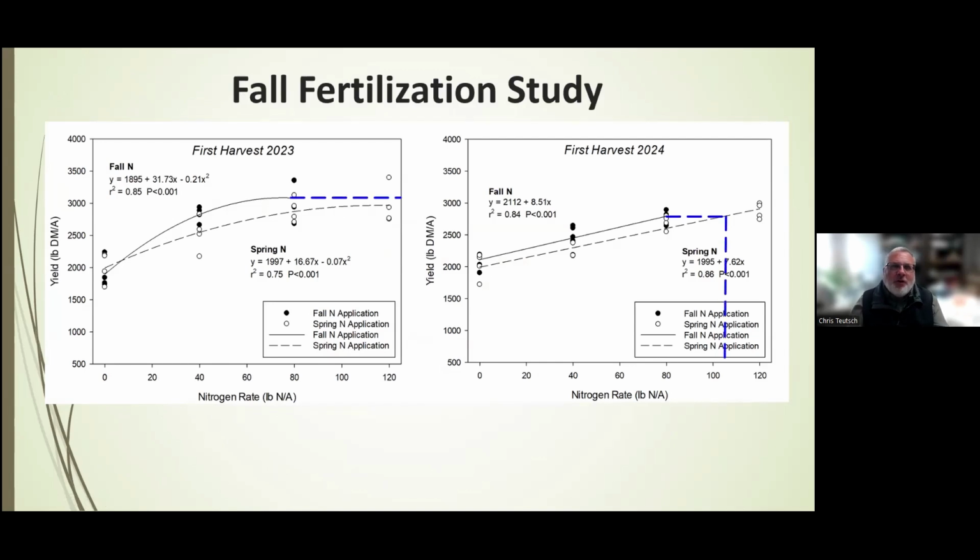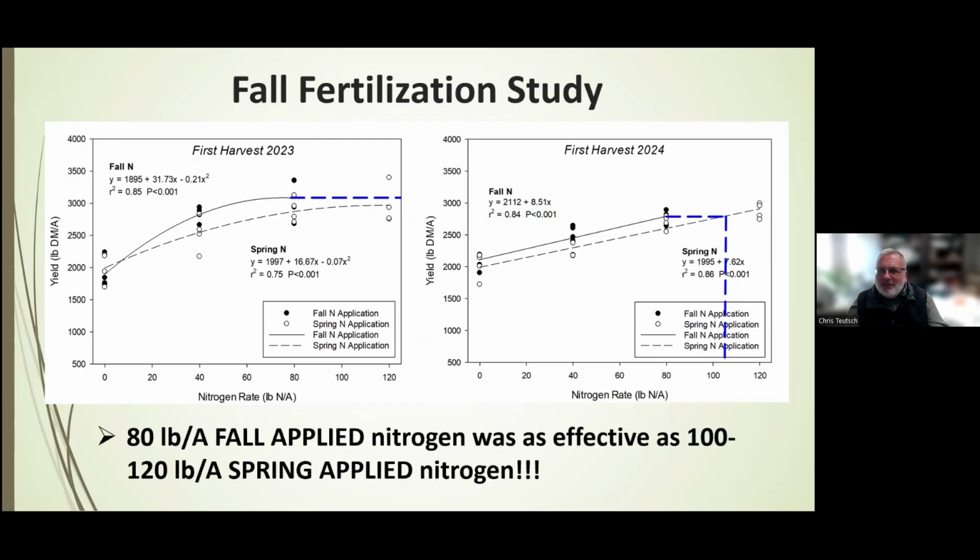What I want you to notice is that when I applied the nitrogen in the fall, 80 pounds of nitrogen was equivalent to 100 to 120 pounds of nitrogen applied in the spring. Pretty interesting data. So we need to really do this study again. We've done it 2 years. We need to really confirm this. But applying late fall nitrogen, you think it would be lost from the system, but it's not actually.